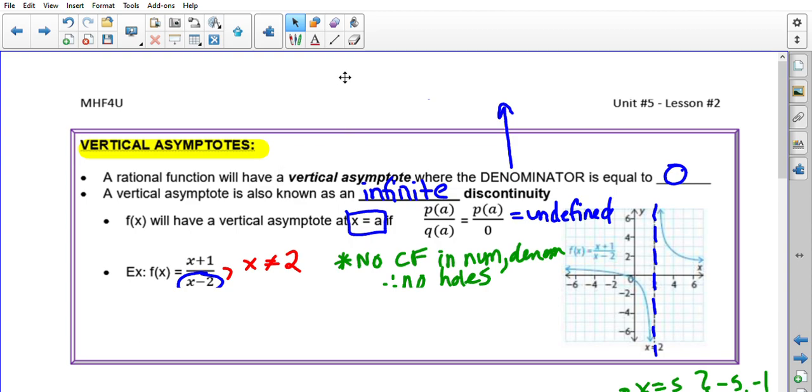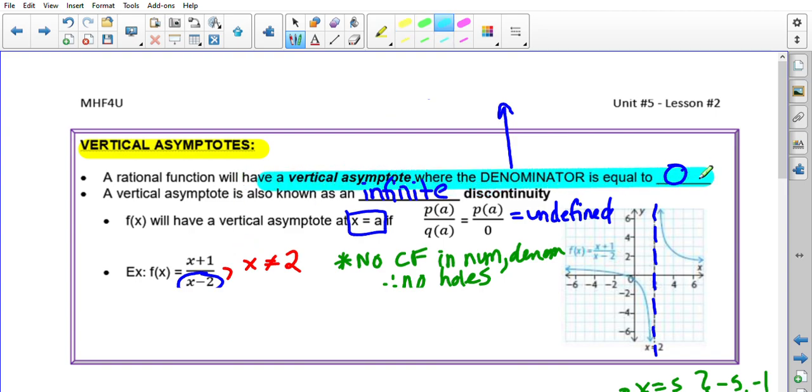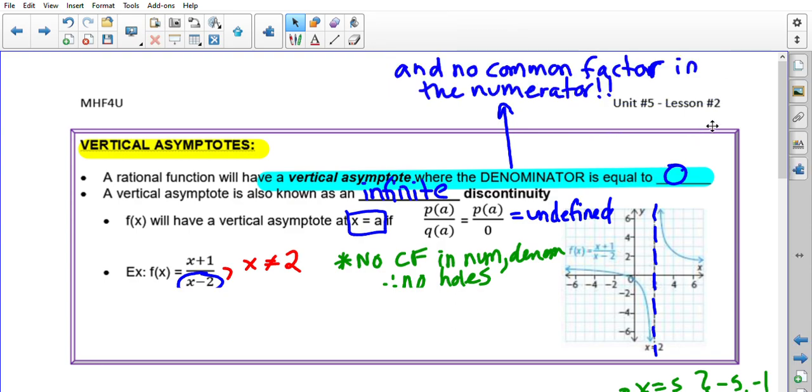All right, vertical asymptotes. So how do we know when something has a vertical asymptote and not a hole? A rational function will have a vertical asymptote when the denominator is equal to 0. But you're probably thinking, well, in the previous example, when there was a hole, when you sub the number in, it equals 0. But the difference with vertical asymptotes is that there cannot be a common factor in the numerator and the denominator. So that means that it only makes the denominator equal to 0 when you sub it in. It does not make the numerator equal to 0.